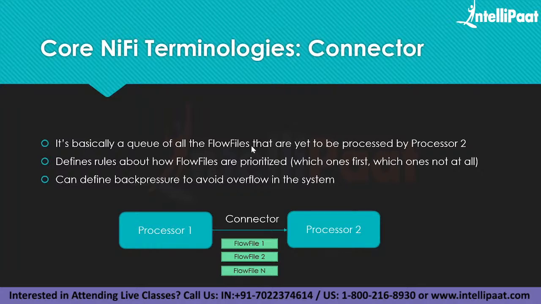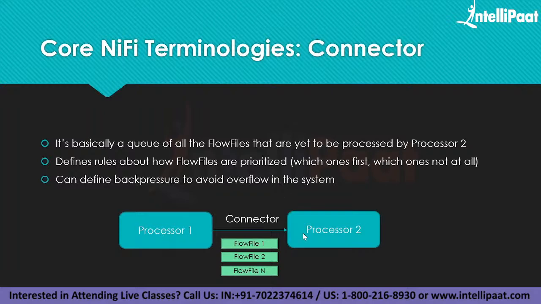So you can have different sort of rules here, of course, as we discussed. Which one should get processed first? Which one should get processed last? How do I want to prioritize them? I'll handle it. We are just touching upon the basics here. There are mechanisms out there. Back pressure is one of them. Now, we can define back pressure to avoid overflow in the system.